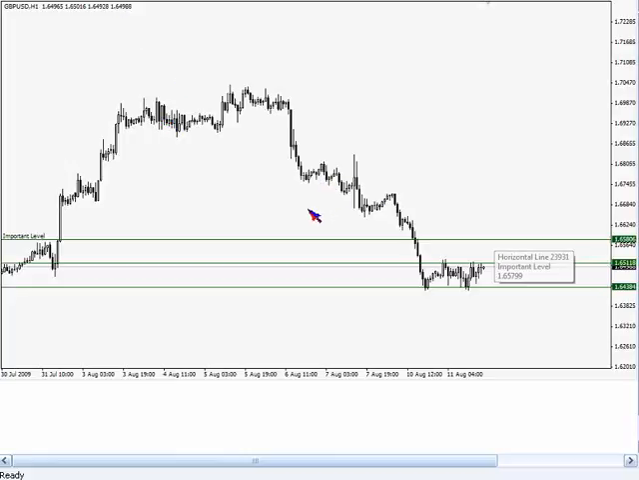You can take this type of trade using support and resistance levels all the way up if that was your intent.